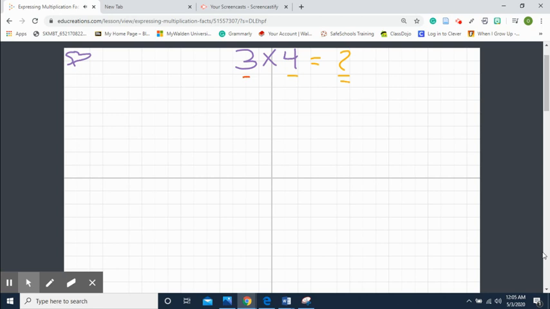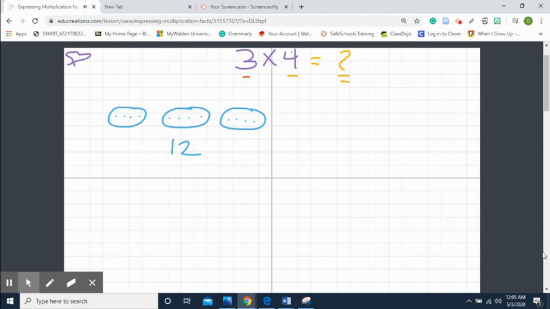So one way that we can express 3 times 4 is we can simply just draw 3 groups. That's one group, 2 groups, 3 groups. And then we can say that there is 4 circles in each group. Okay? And in order to get the product, we would just simply count up the number of circles in each group. 1, 2, 3, 4, 5, 6, 7, 8, 9, 10, 11, 12. Here we would have 12.